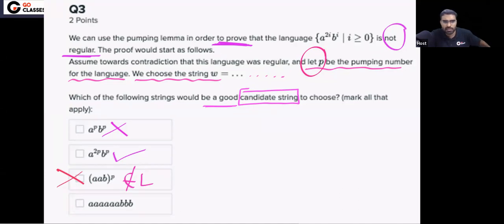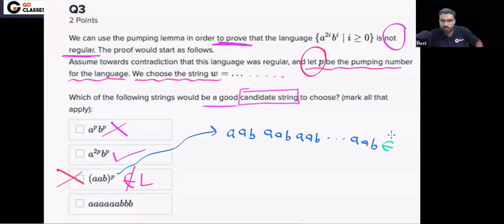Notice, for example, if P is 10, then what is this string? This string looks like AAB, AAB, AAB. Does it belong to L? It does not belong to L. Can you notice that in this language, after B, A cannot come? So this does not belong to L, and this string will not help you.